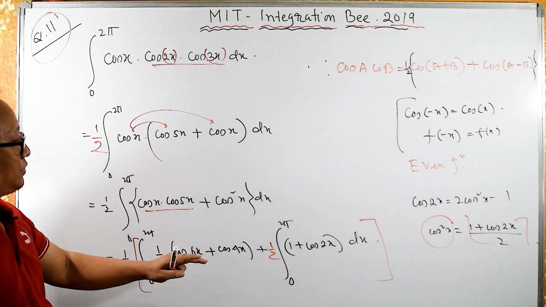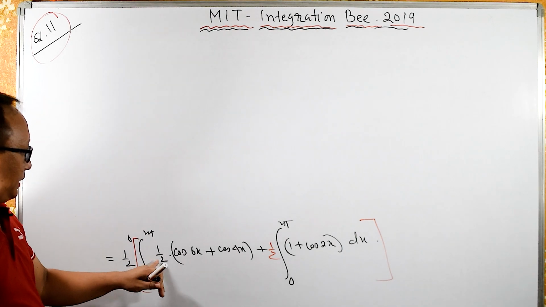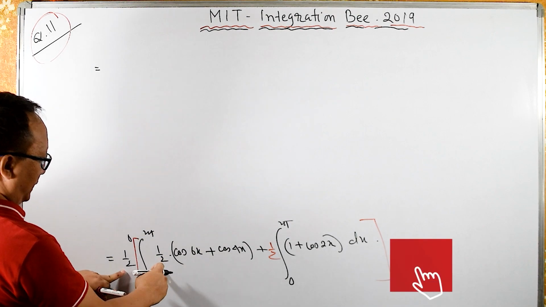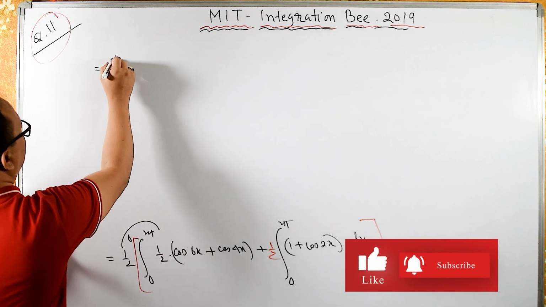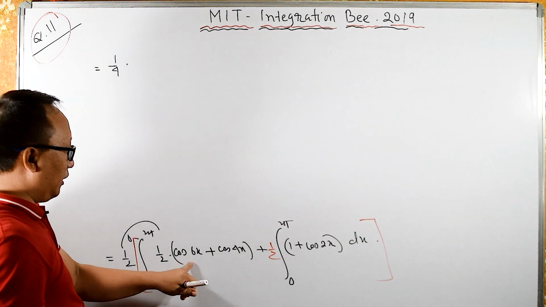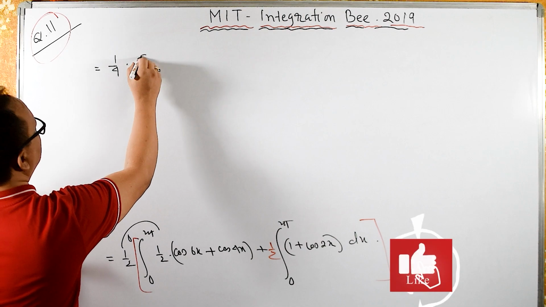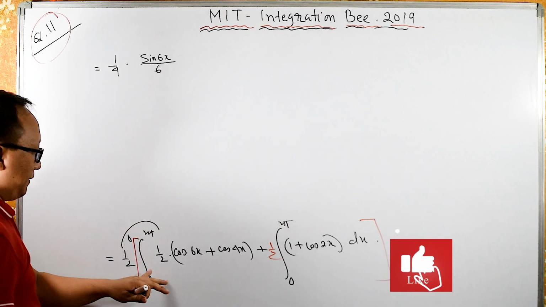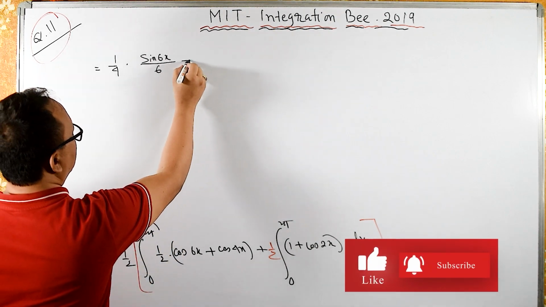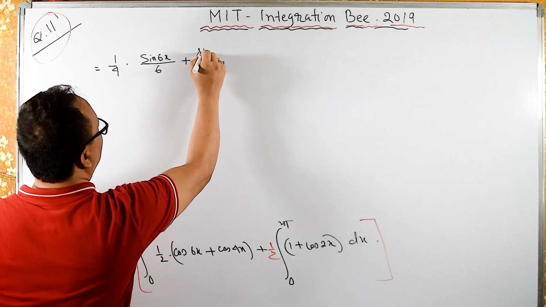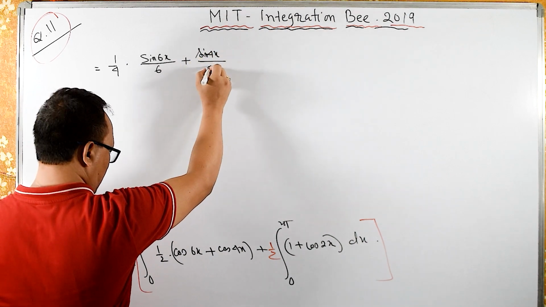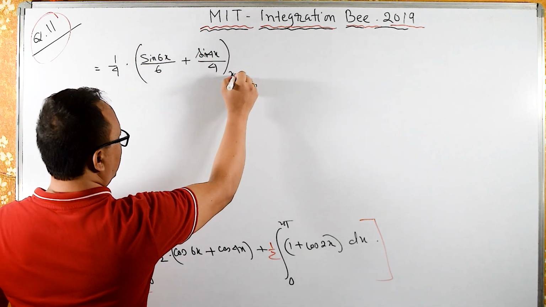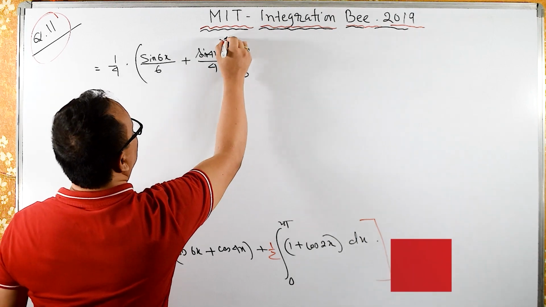So I will erase something so that I can have some space. I will send this half, and then we will integrate it. Equals this into this is here 1 by 4. Now integral of cos 6x is sine 6x upon 6, and then plus integral of cos 4x is sine of 4x upon 4, and limit is from x equals 0 to 2 pi.